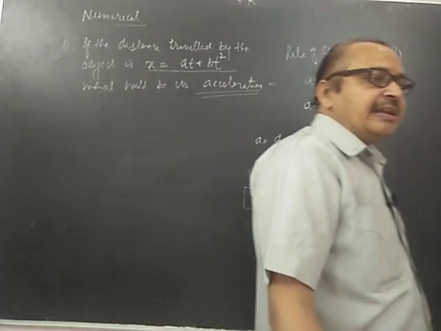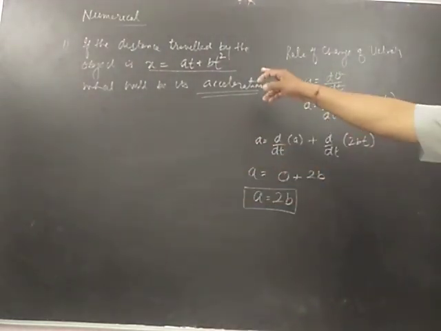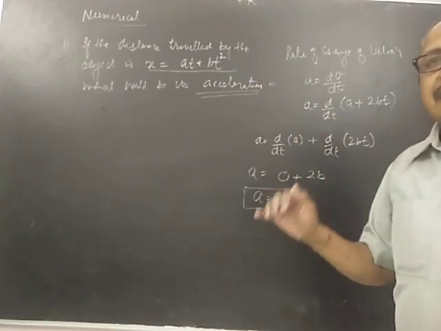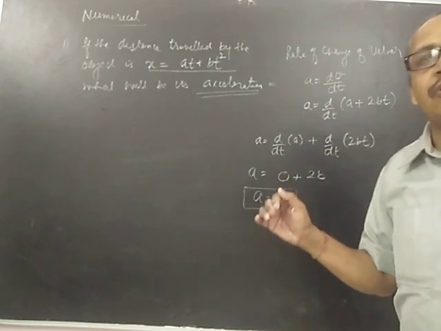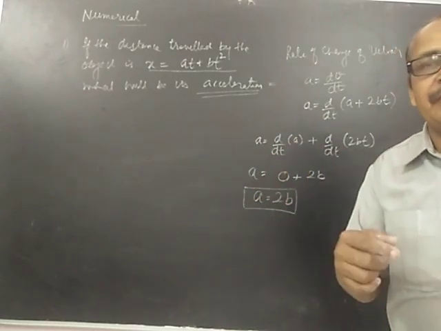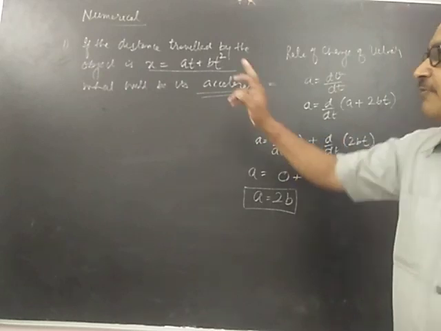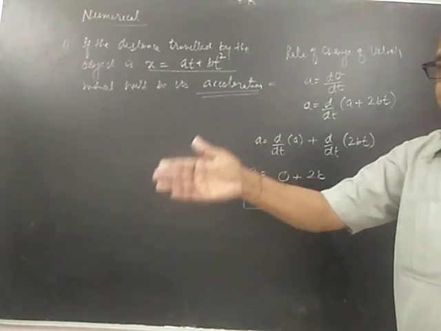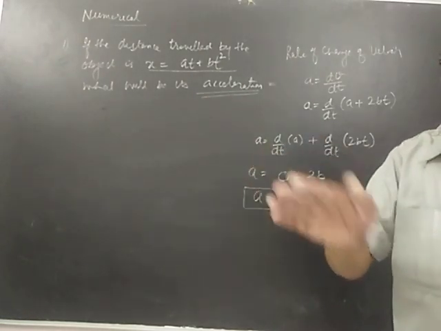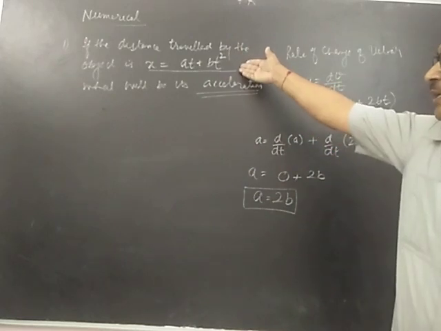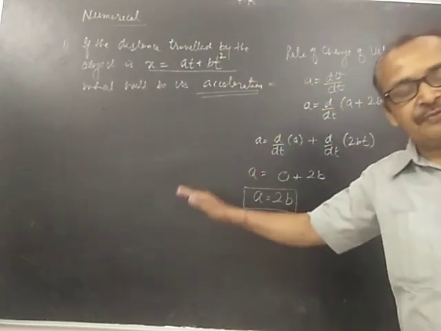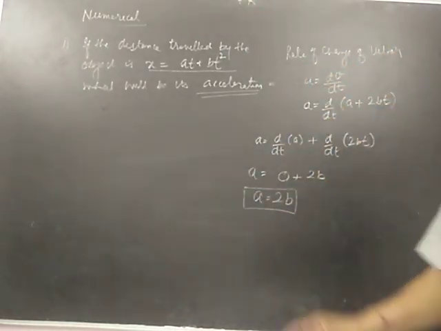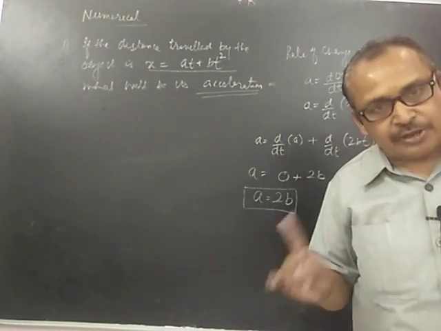So what was given? It was given that a body is moving a distance like this. Find the acceleration. This example was based on your practice of differentiation. Velocity is the rate of change of distance, and the rate of change of velocity is your acceleration. So first we calculated the velocity, and by differentiating the velocity we calculated our acceleration. Is there any doubt? Okay, right.